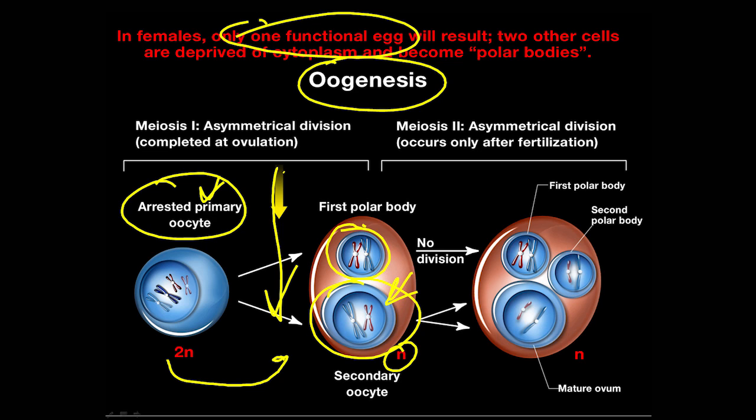And meiosis 2 only occurs if a sperm comes over and actually fertilizes this. If fertilization doesn't occur, meiosis 2 does not complete. It starts again, but it arrests until fertilization occurs. So technically, an actual mature ovum only exists for about a second, if that, because as soon as that sperm comes in, meiosis 2 finishes. Another polar body gets thrown off, and you end up with this mature ovum, which immediately joins with the sperm to form a zygote.